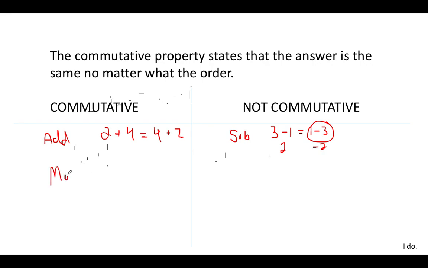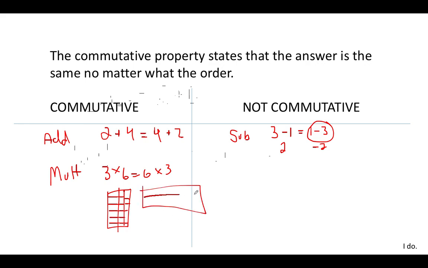Multiplication is, right? And talk about why. Talk about how you could draw an array and turn it, right? So 3 by 6. And then a 6 by 3.